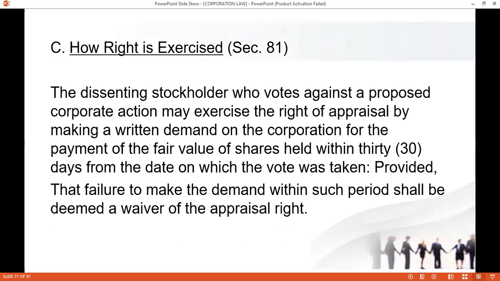How right is exercised? The dissenting stockholder who votes against the proposed corporate action may exercise the right of appraisal by making a written demand, okay, written demand on the corporation for the payment of the fair value of shares held within 30 days from the date on which the vote was taken, provided that failure to make the demand within such period shall be deemed a waiver of the appraisal right. So, meron siyang period para ma-exercise mo yung appraisal right.